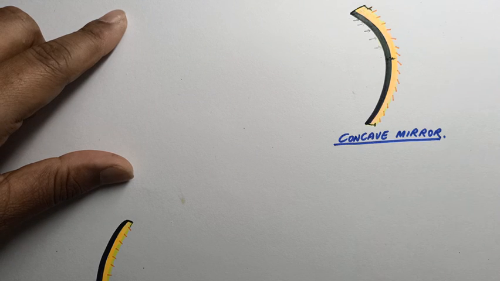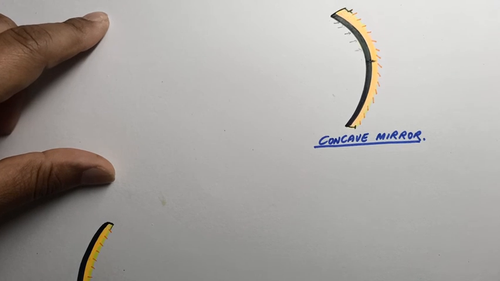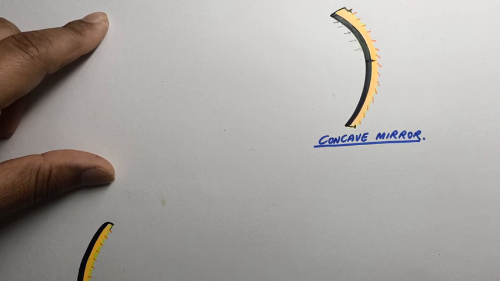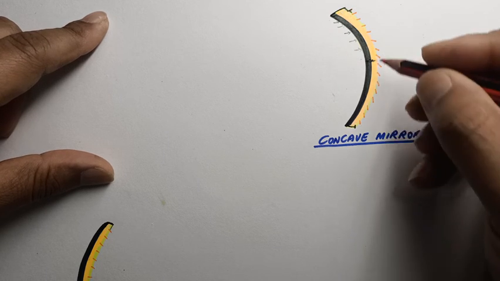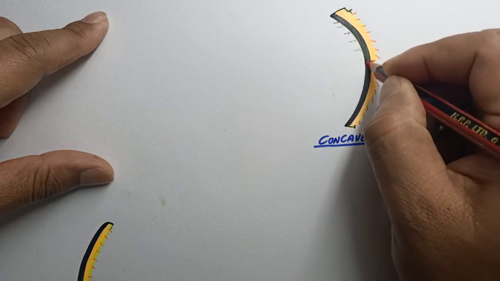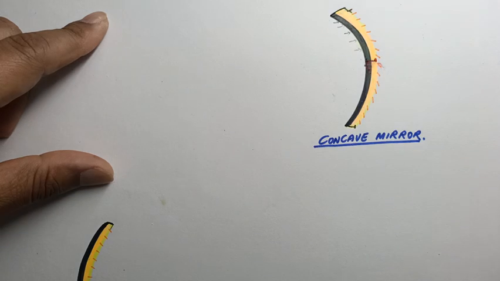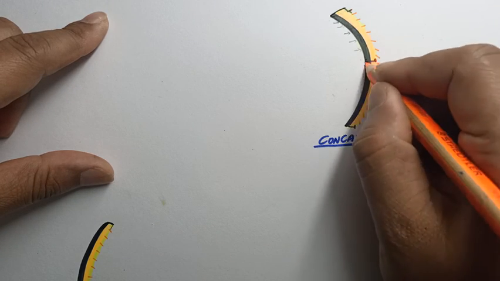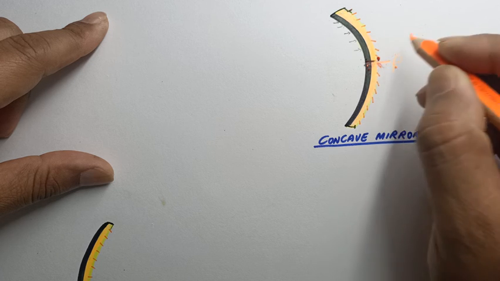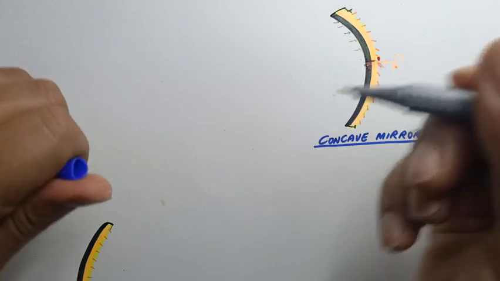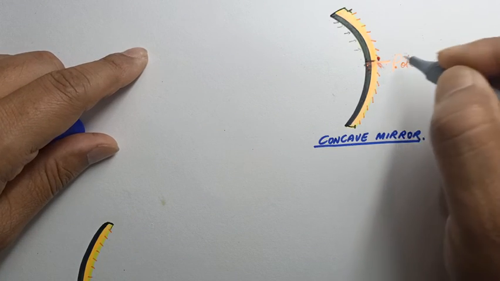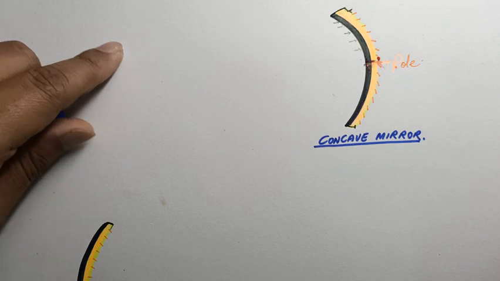Now the center point, the geometrical midpoint, clear? Please remember the geometrical midpoint of the mirror. When I talk about the geometrical midpoint, it means if you look at the mirror, somewhere here will be the midpoint. The geometrical midpoint of the mirror is called the pole of the mirror, okay?